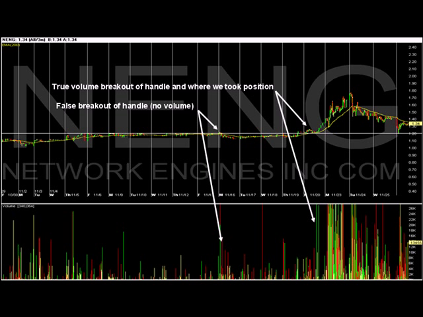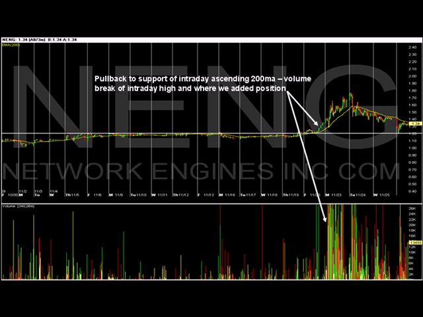The stock pulled back to retest the handle high and into the support of the ascending intraday 200 period moving average during afternoon trading. During late day trading, volume came back into the stock and the high of the morning breakout was breached on significant volume, and where we added to our position.